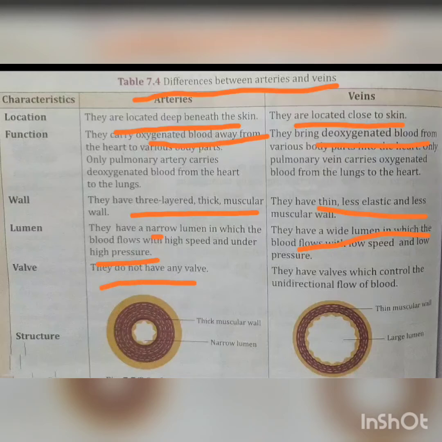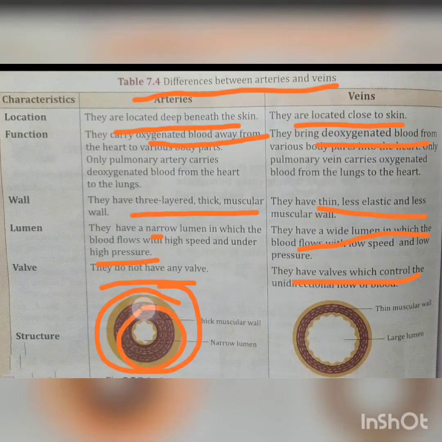Arteries do not have any valve. Veins have valves which control the unidirectional flow of blood. You can see the structure, the thick muscular wall of the arteries and a narrow lumen, and the thin muscular wall of veins and large lumen.